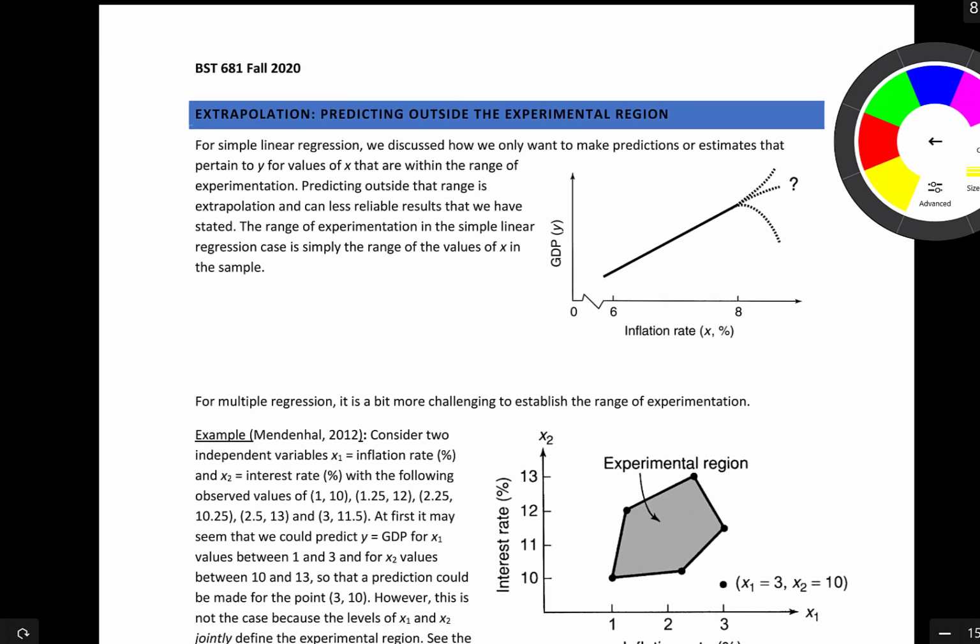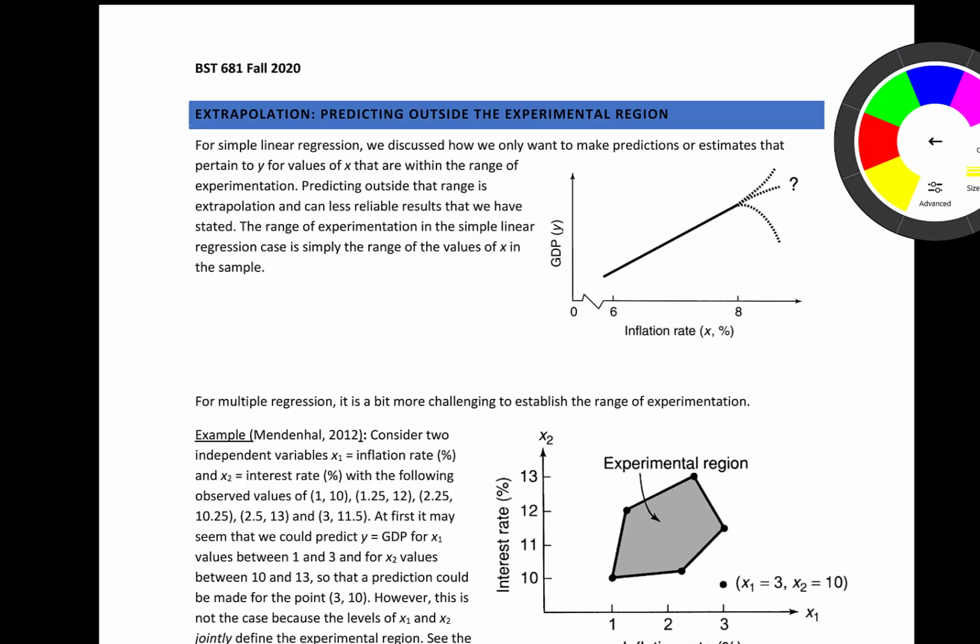One other pitfall we have mentioned before when we looked at simple linear regression is the idea of extrapolation. So for simple linear regression, we discussed how we only want to make predictions or estimates that pertain to y for values of x that are within the range of the experimentation. Predicting outside that range is extrapolation and less reliable results that we have stated.